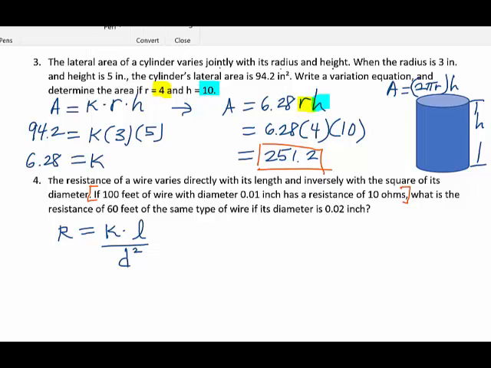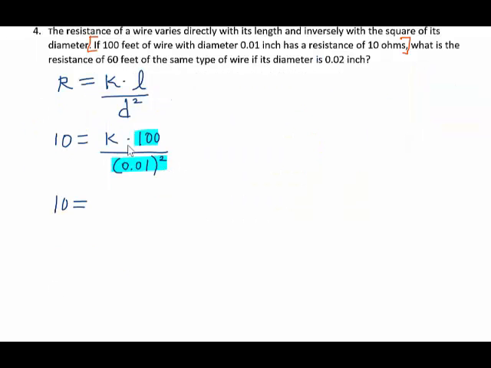Let's substitute those values in, and we're going to solve for K, the constant of variation. So if we calculate this quotient, 100 divided by 0.01 squared, that's 100 divided by 0.0001, or 1 million. We're going to have 6 zeros. Okay, so 10 is equal to 1 million K, and then K is equal to 10 over 1 million, or 1 over 100,000.